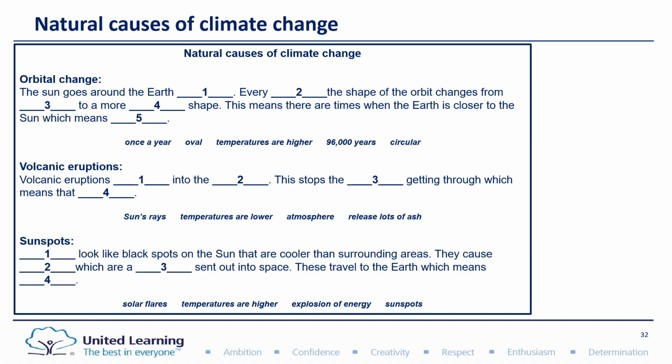Volcanic eruptions, your number 1 would release lots of ash. Number 2, atmosphere. This stops the sun's rays. Number 4, temperatures are lower. And sunspots, number 1 is sunspots. They cause solar flares, number 2, which are explosions of energy. And number 4, temperatures are higher.